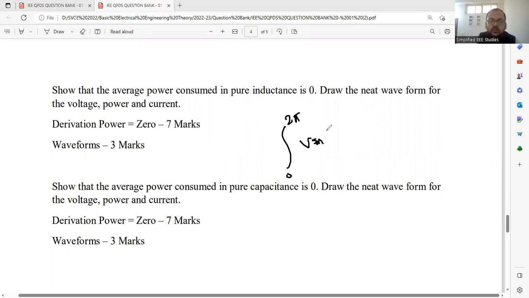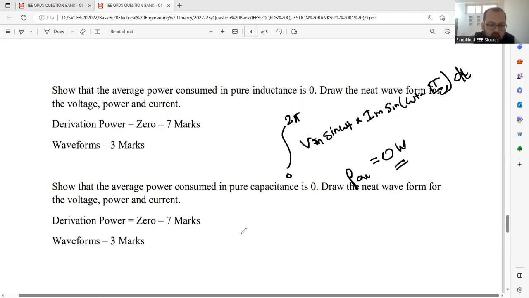Voltage v is equal to Vm sin omega t. What about current? i is equal to Im sin of omega t minus pi by 2. It's a pure inductor, so there is a 90 degree phase shift. So you can write the integral with sin omega t dt. Use the trigonometric formula and simplify it. Ultimately, the answer should be 0 only. P average equal to 0. That is also a simple question.